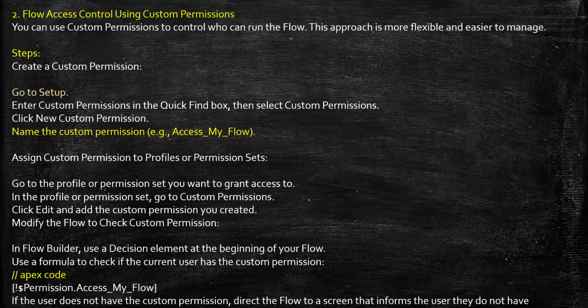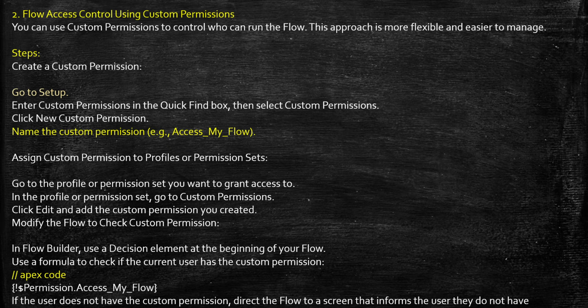Okay, second is flow access control using custom permissions. You can use custom permissions to control who can run the flow. This approach is more flexible and easier to manage. Here are the steps to create a custom permission: enter Custom Permission in the Quick Find box, select Custom Permissions, and click New Custom Permission. Give it a name, like Access My Flow, and assign the custom permission to a profile and permission set.